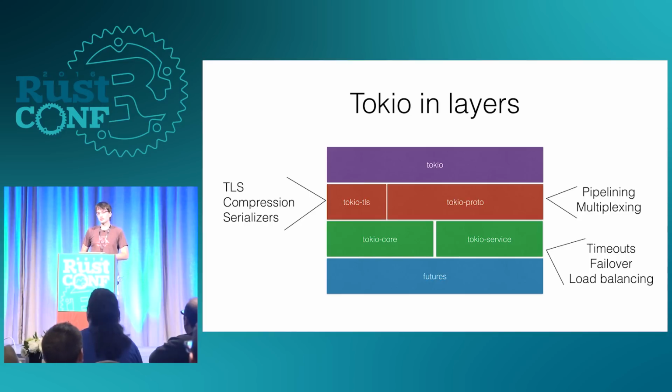And one of the coolest things about Tokio is that at all of these layers, we have this concept of middleware as well. So within Tokio Service, we can have middleware for things like timing out requests, for failing over between servers, for load balancing, for sending a bunch of requests to servers. This is very much inspired by Finagle, and you'll see a lot of this there as well.